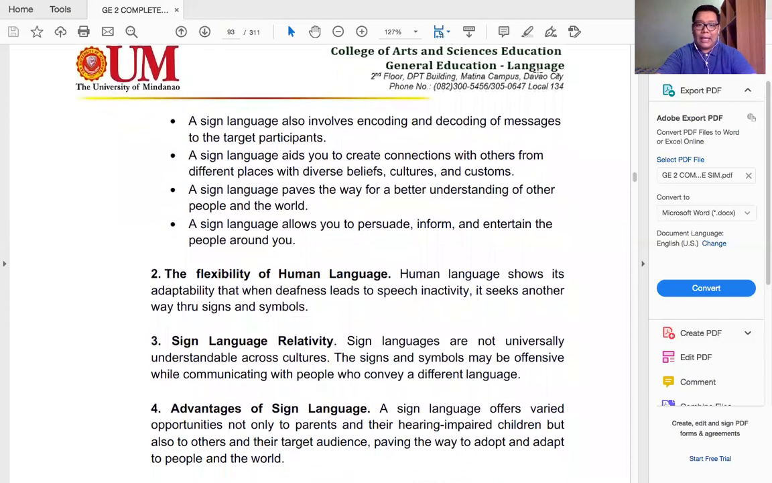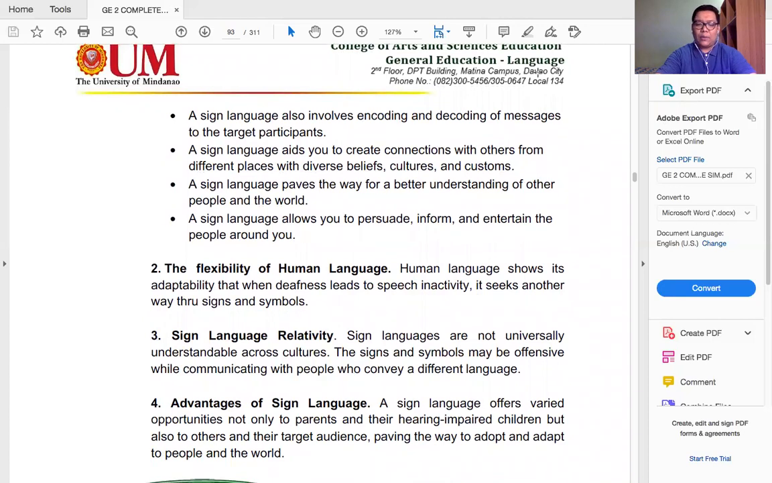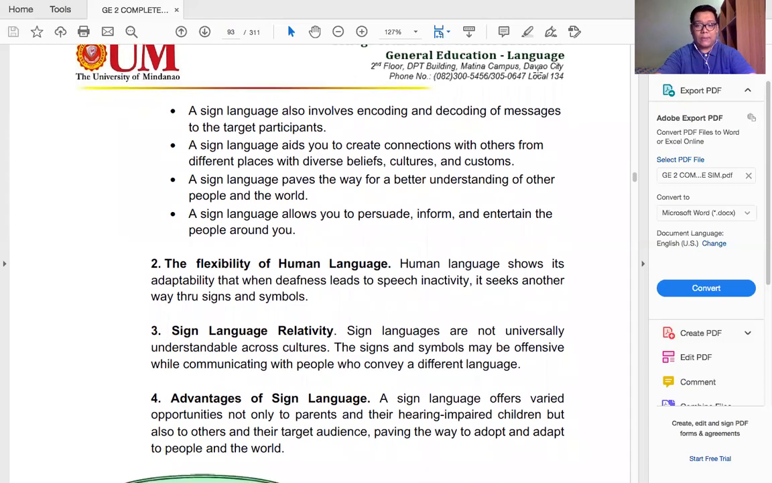When we talk about sign language relativity, sign languages are not universally understandable across cultures, although there are some symbols or signs which could be understood by other cultures, but mostly sign languages are culture specific. The signs and symbols may be offensive while communicating with people who convey a different language. So that means, let's say, you have this specific sign language that for your speech community may be acceptable, but once used in another speech community, it may already appear offensive.